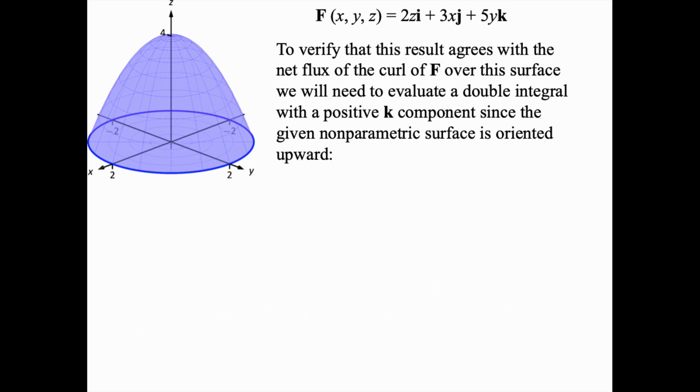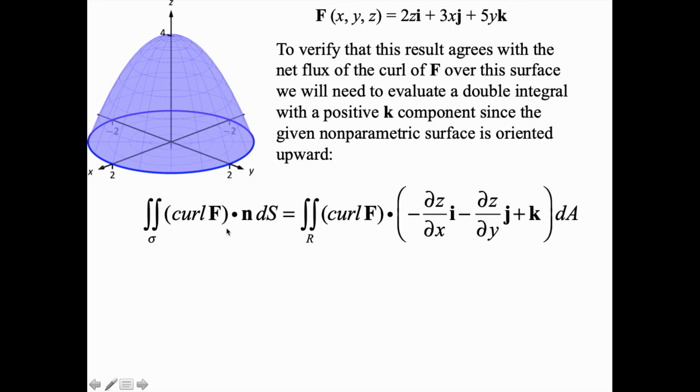Now, to verify that this result agrees with the net flux of the curl double integral over this surface, we have to evaluate that double integral with a positive k component, since the given non-parametric surface was told to us to be oriented upwards, right? So here's the net flux of the curl double integral. Here is our unit normal vector with a positive k component, so the outward. All we need to get is that curl expression.